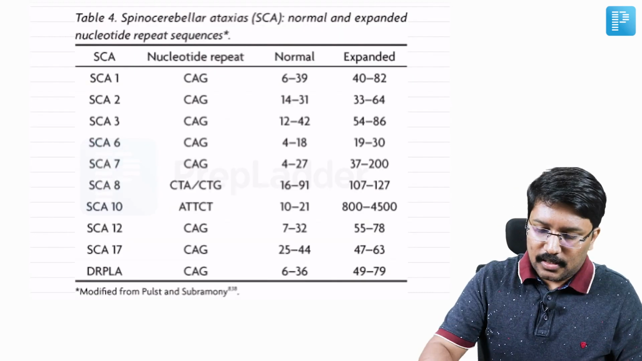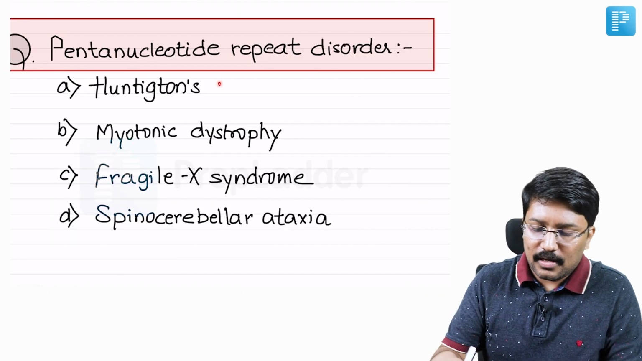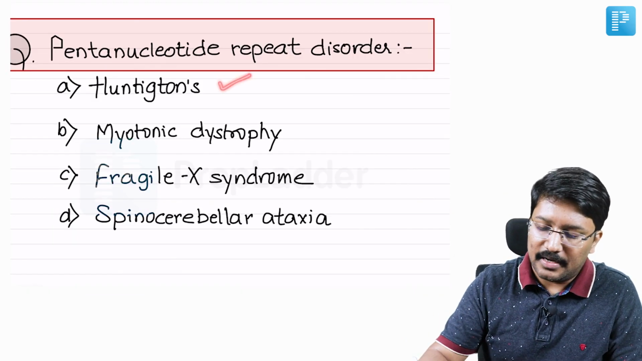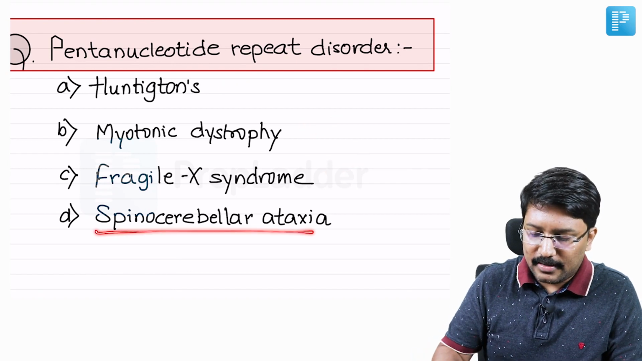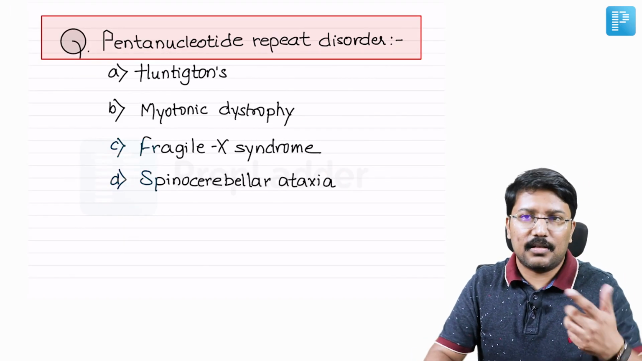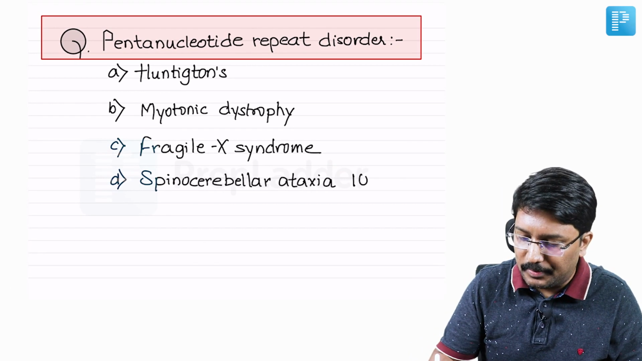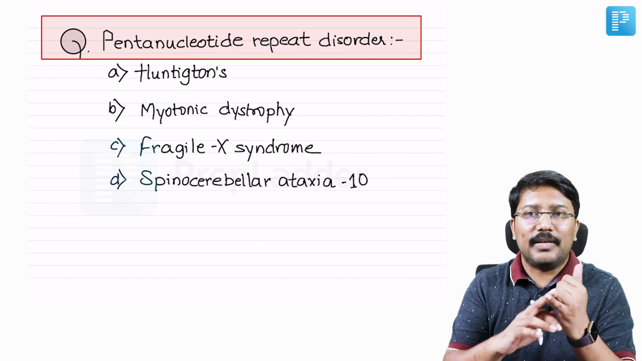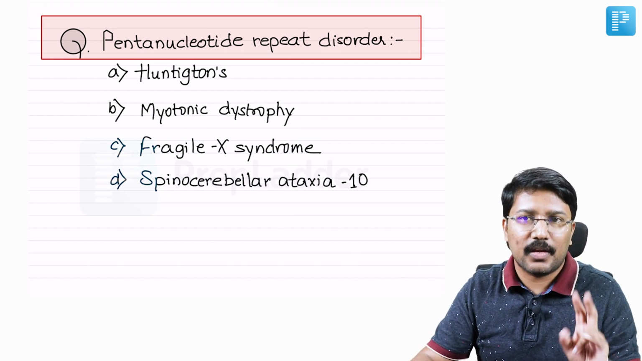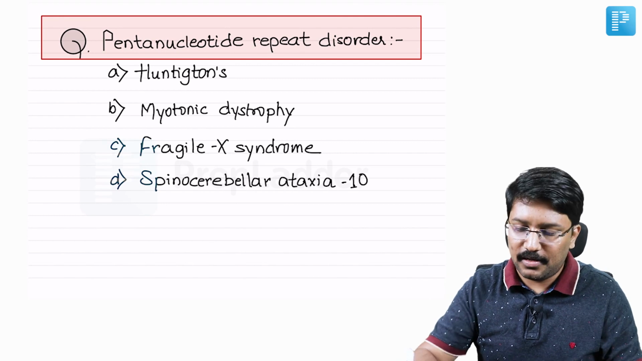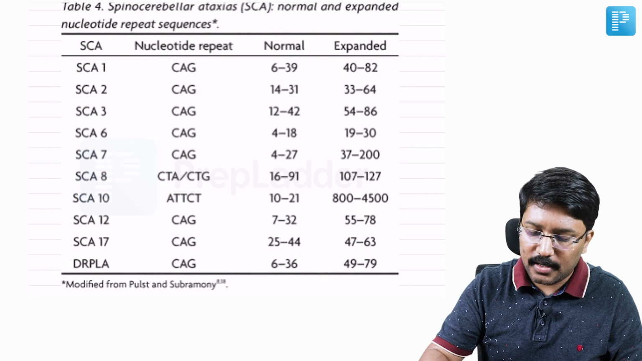So we know that there are some repeat disorders, particularly, see, all these are the CAG repeat disorders: Huntington's, Fragile X, and myotonic. Spinocerebellar ataxia is the one which, like spinocerebellar ataxias, I think the option they had mentioned was the type 10. Okay, so when it comes to spinocerebellar ataxias, most of them are the CAG repeat disorders with exception of 8 and 10, right? So I want you to remember 8 and 10. Okay, what are 8 and 10?